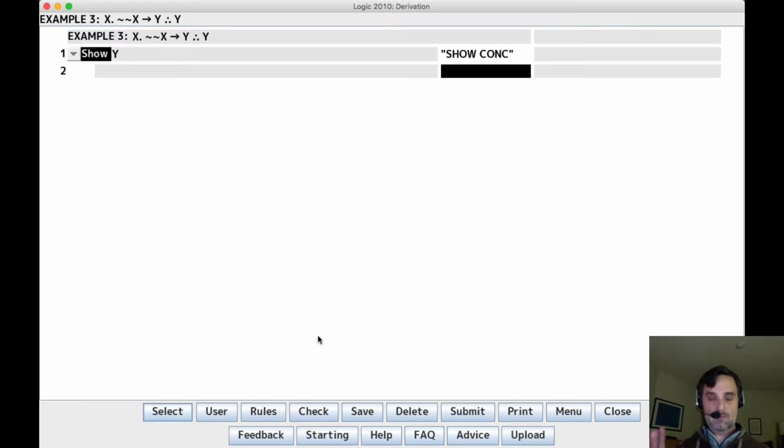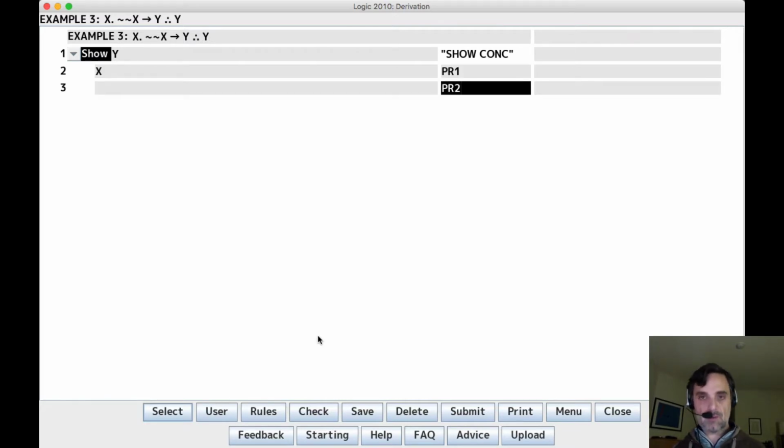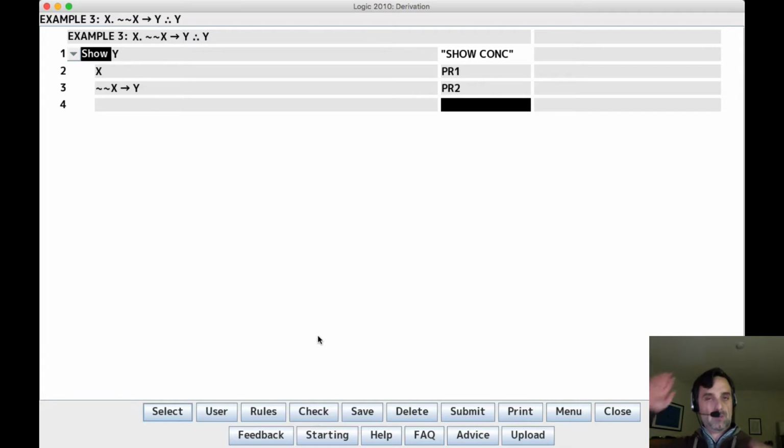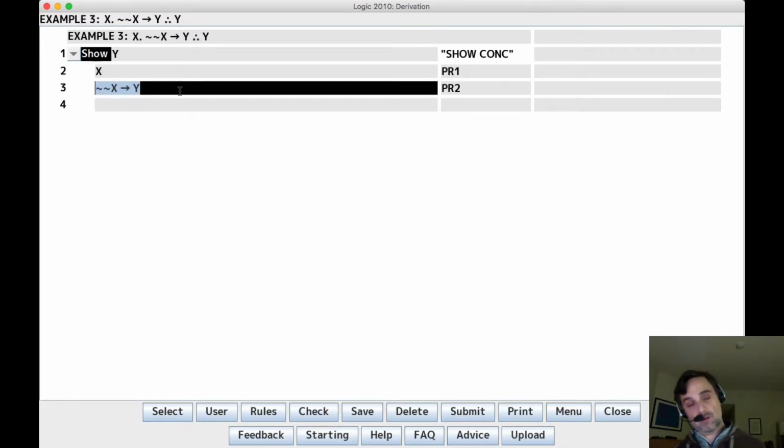So again, first part of stage 1, show the conclusion. Second part of stage 1, bring in all the premises. There are only 2 premises, so we're done with the second part of stage 1. Now we go to the next stage, which is inference rules. We want to apply inference rules. Okay. Can we apply modus ponens? Well, here's the only conditional we have. So if we're going to do modus ponens, it's with this.